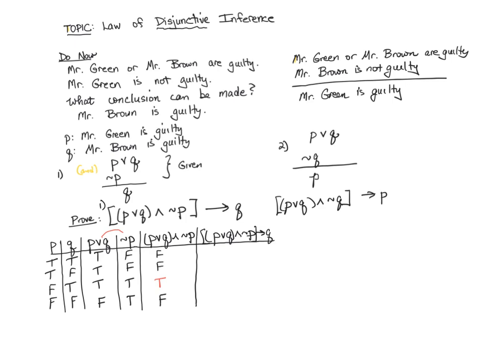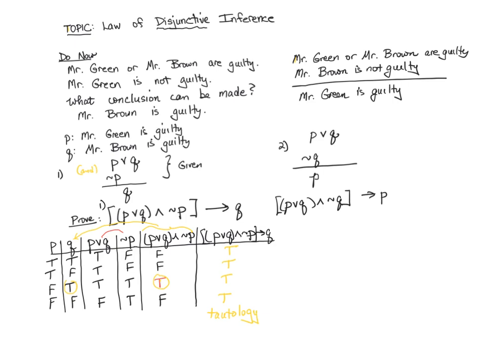And then, if this becomes the antecedent, and this is our consequent, then we know that a conditional is false when its antecedent is true and its consequent is false. But note that when the antecedent is true, the consequent is true. So this is always true. Hence, this is a tautology, which proves the first part of the law of disjunctive inference.